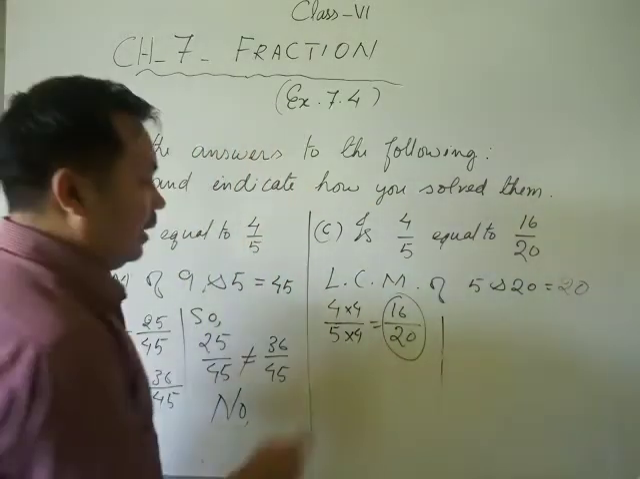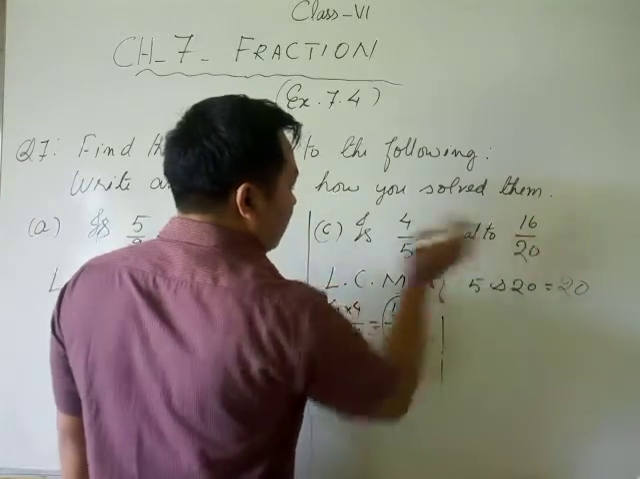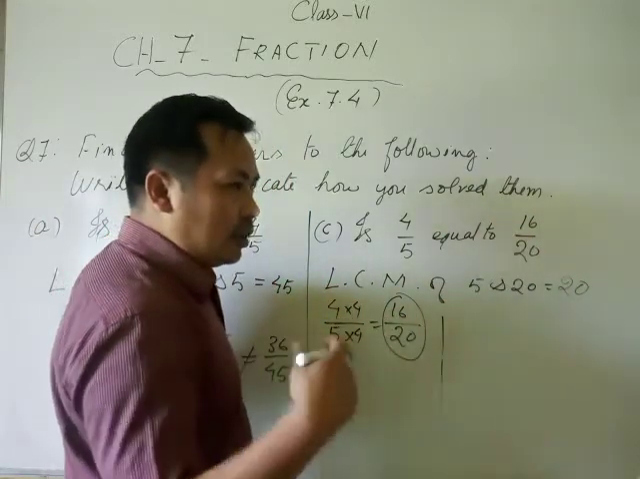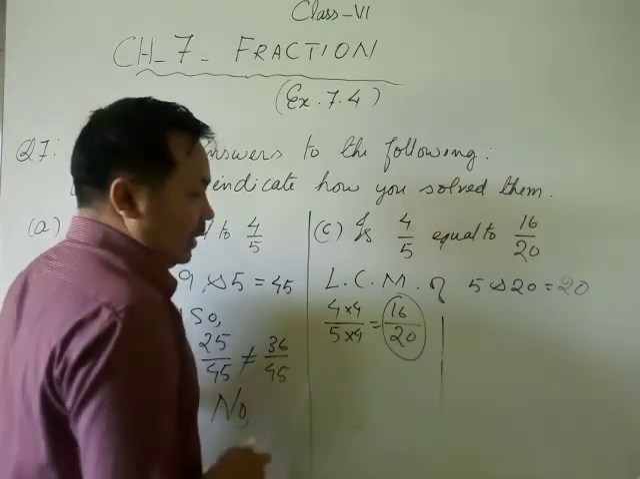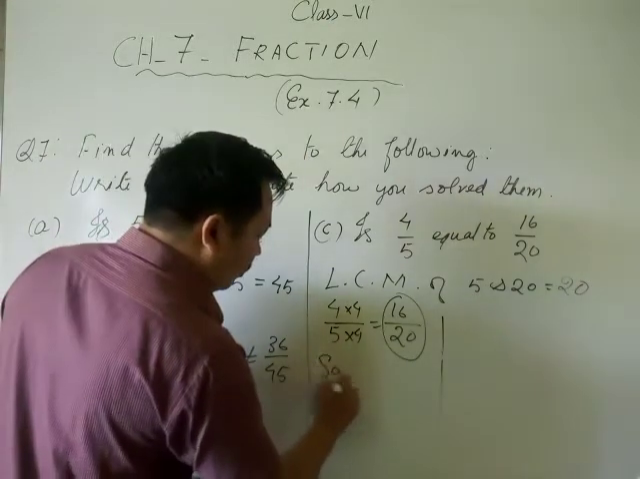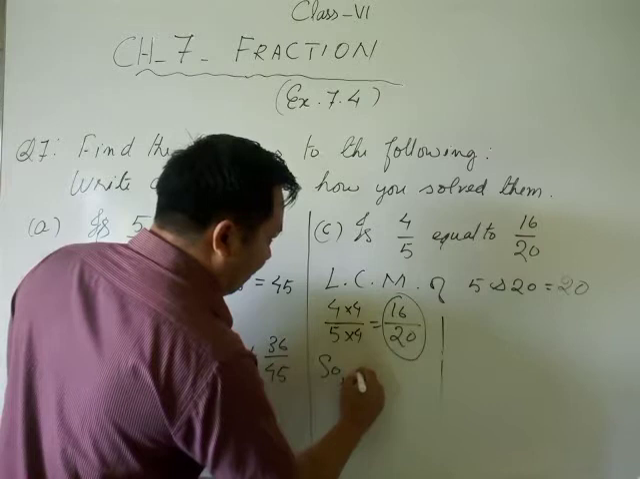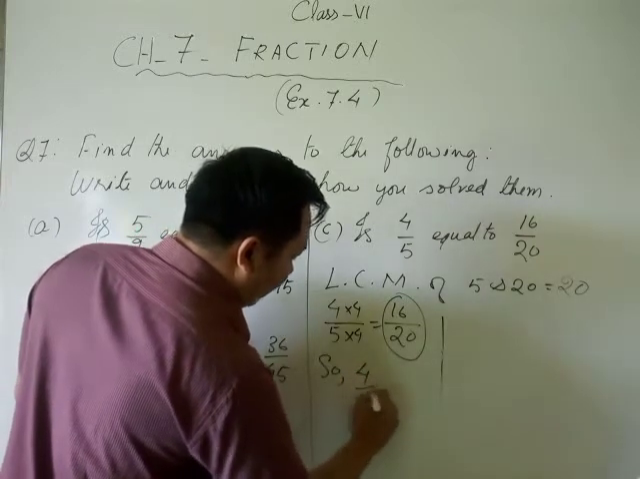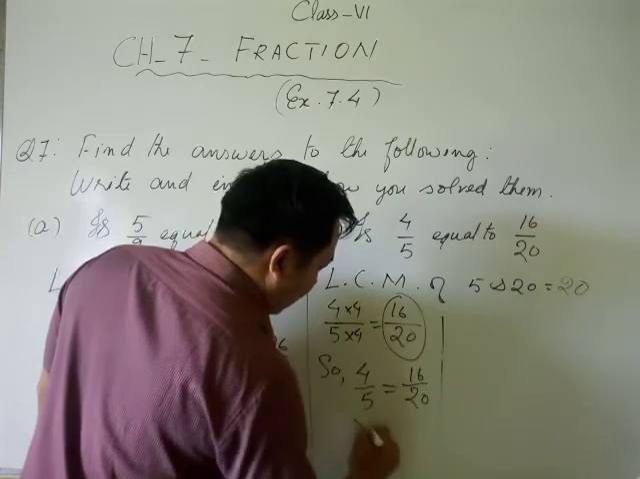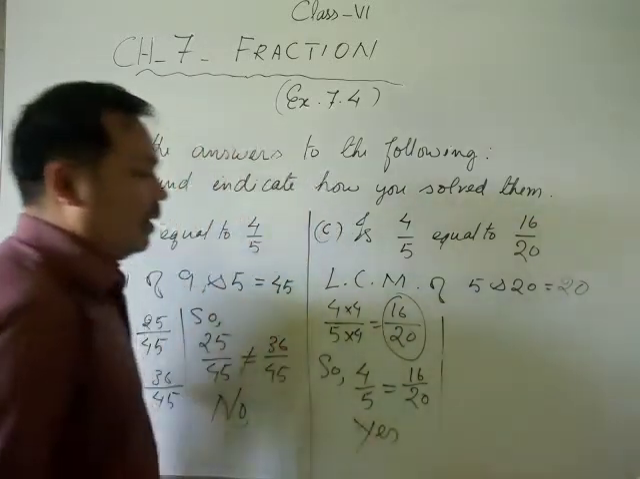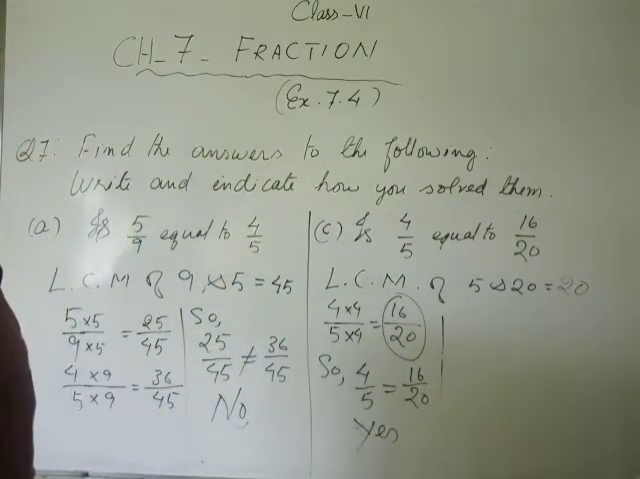After we get the LCM, the other fraction doesn't need converting, because it already has 20 as the denominator. So what happened? 4 by 5 is equal to 16 by 20. Yes, like this also you can give your answer very briefly.